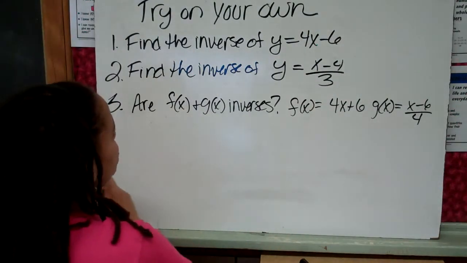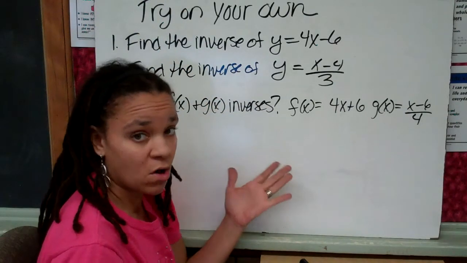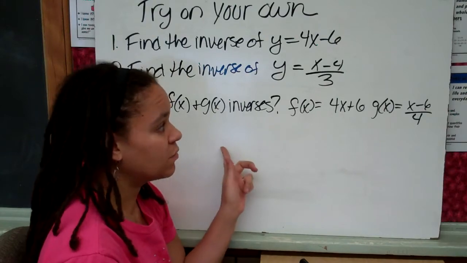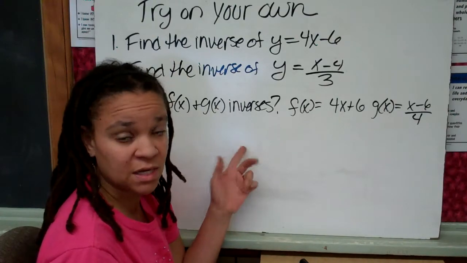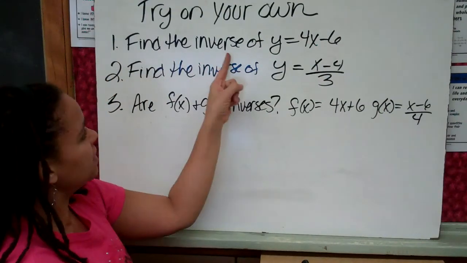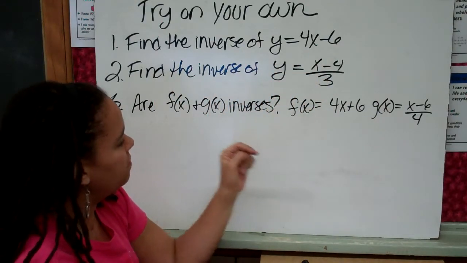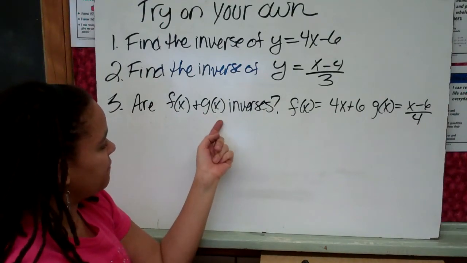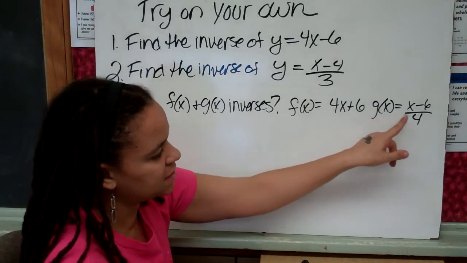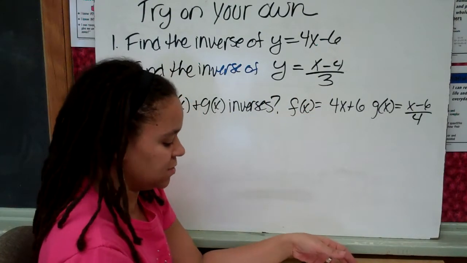All right, some to try on your own. I'd like you to write these down, pause the video, try them on your own, all of them, and then come back and see if you got the answer. I'll write the answer at the bottom. I won't go through how to do it right here; if you have questions, ask in class. But the best way for you to take advantage of this is to stop the video and do it on your own. Okay? So find the inverse of y equals 4x minus 6. Find the inverse of y equals x minus 4 over 3. And tell me, are f of x and g of x inverses if f of x is 4x plus 6 and g of x is x minus 6 over 4? Pause, try them out, come back and get the answers.